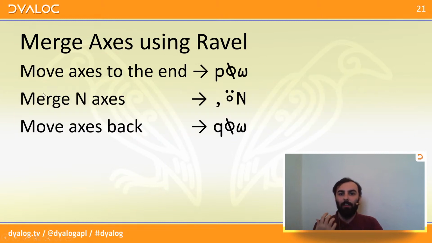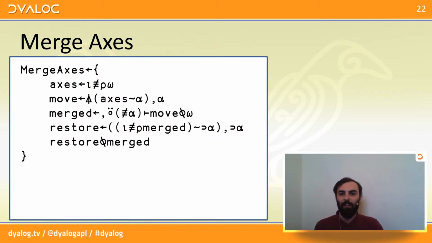To do that, it gets a little more complicated in terms of the code, but the idea is the same, and we're going to follow this a bit further now. Get the axes you're interested in and move them to the end. Then use Ravel with rank to merge the axes, and then do another transpose to move the axes back. So in APL, for Ravel specifically, it looks like this. I will come back to this in a moment, so I won't go into loads of detail.